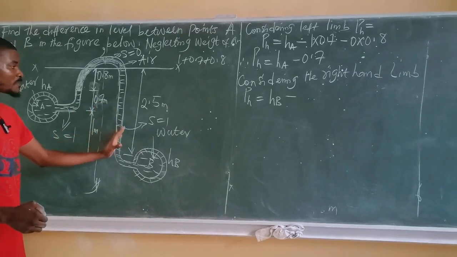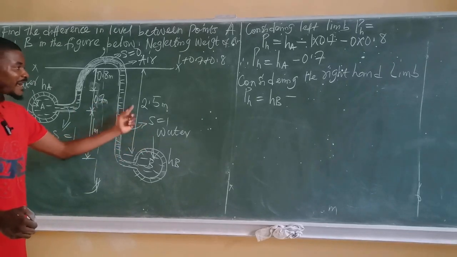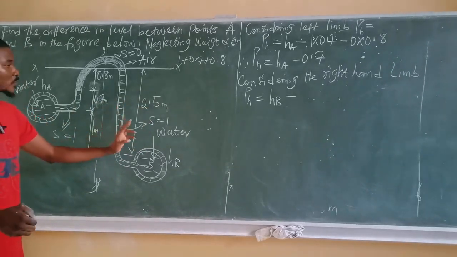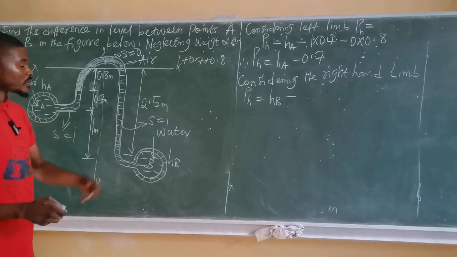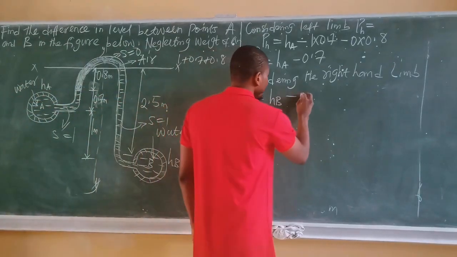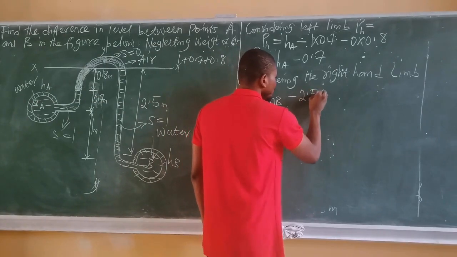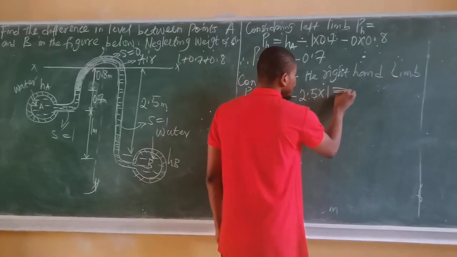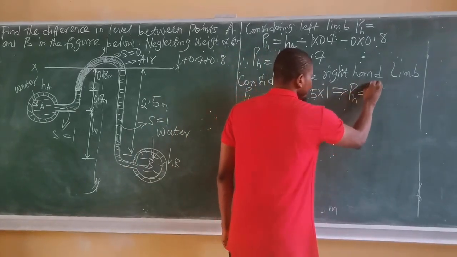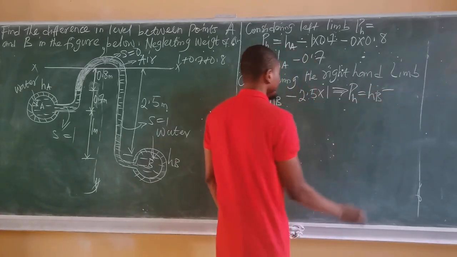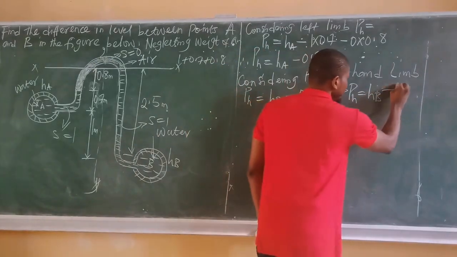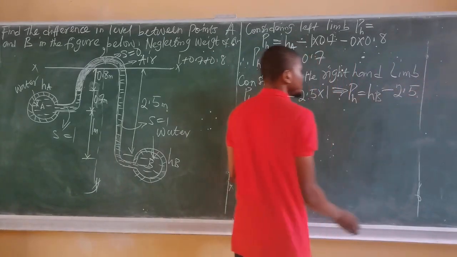The pressure head of water on this pipe becomes the specific gravity of water times the height of water. The height of water here is 2.5, and the specific gravity is 1. So you simply have minus 2.5 multiplied by 1. This implies that the total pressure head is now HB minus 2.5 times 1, which remains 2.5.